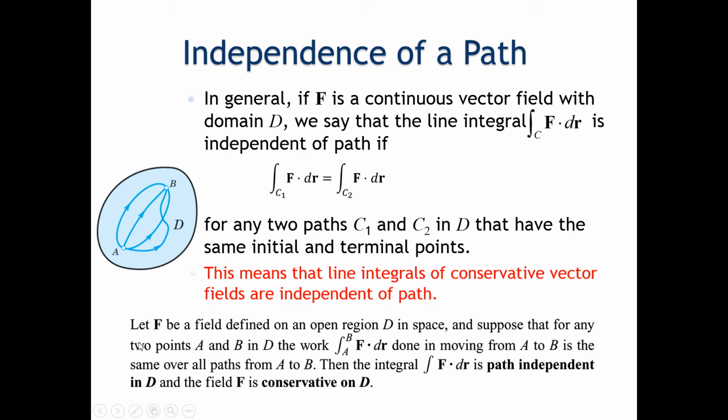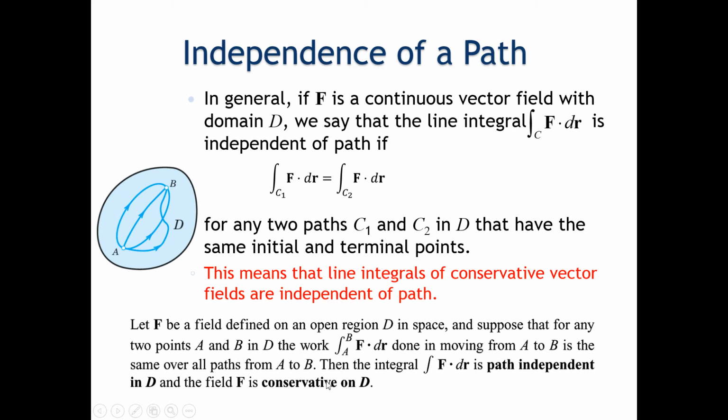Or we can say that let F be the field defined on an open region D in space, and suppose that for any two points A and B in D, the work done by the force F from A to B, the integral of F dot dr in moving from A to B, is the same over all the paths from A to B. Whether it takes this path, or this path, or this path, for every path the integral of F dot dr is the same if the field F is conservative on D.